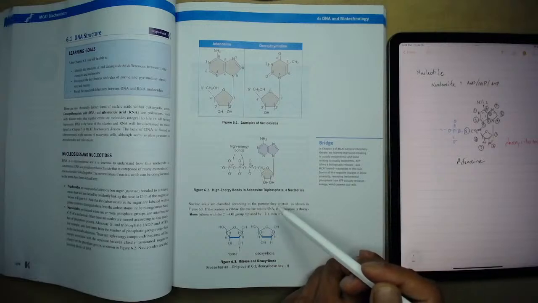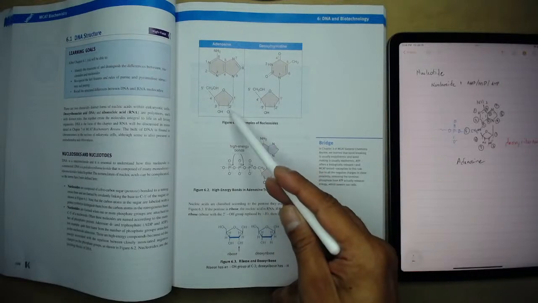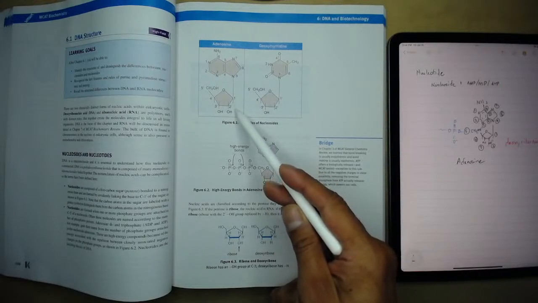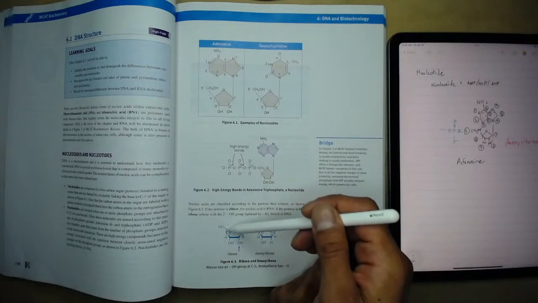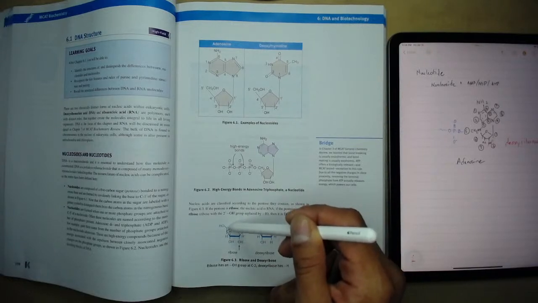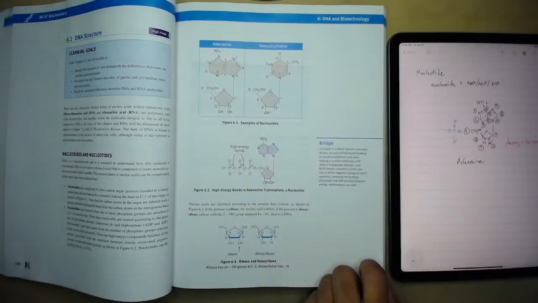This is a 5-carbon sugar. So why doesn't it have the extra carbon up here? Maybe it does. This is a carbon, and then OH. So this carbon and then OH. All right.